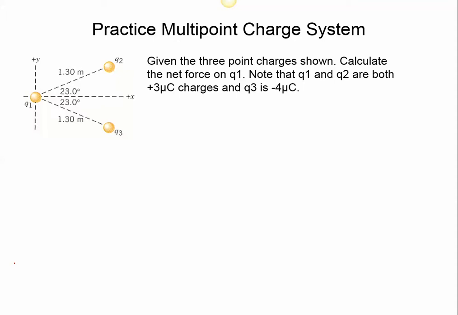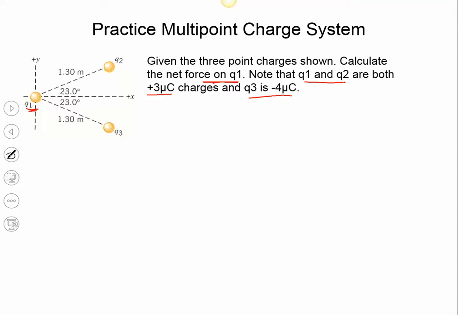So let's look at this situation. We're given a 3-point charge system as shown here in the diagram, and it asks you to calculate the net force on Q1. That's this one right here. And it tells you that Q1 and Q2 are both the same, and Q3 is -4 microcoulombs.